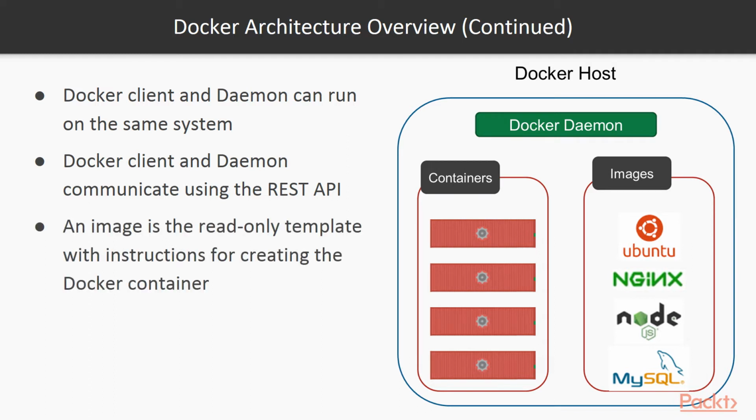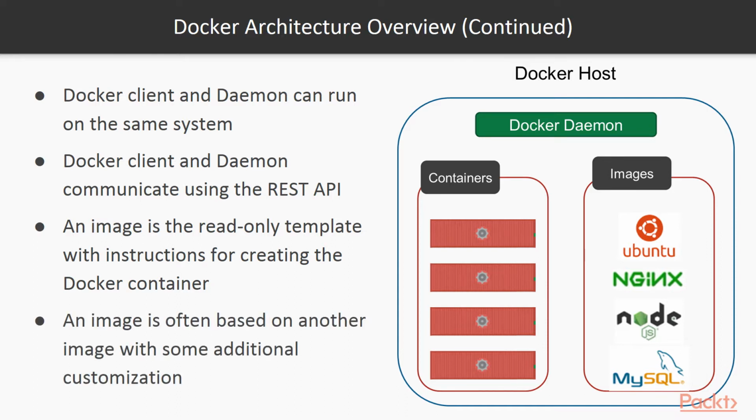An image is a read-only template with instructions for creating a Docker container. Often, an image is based on another image with some additional customization. For example, you may build an image which is based on the Ubuntu image, but installs the Apache web server and your application, as well as the configuration details needed to make your application run.